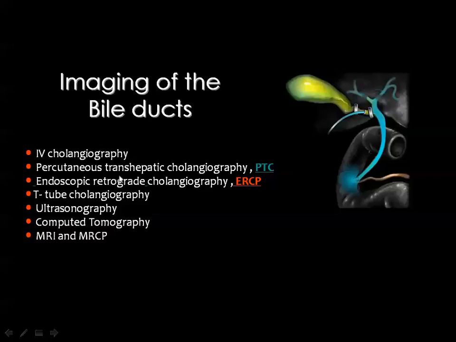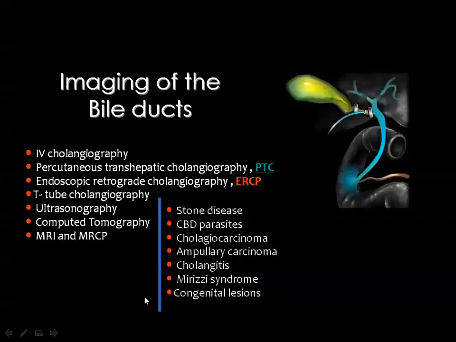And also percutaneous transhepatic cholangiography is now not used as a diagnostic technique, but used as a preparatory step for interventional biliary drainage. Endoscopic retrograde cholangiography, or ERCP, and T-tube cholangiography have also receded recently in clinical practice. Ultrasound and CT, MRI, and MRCP are now used.